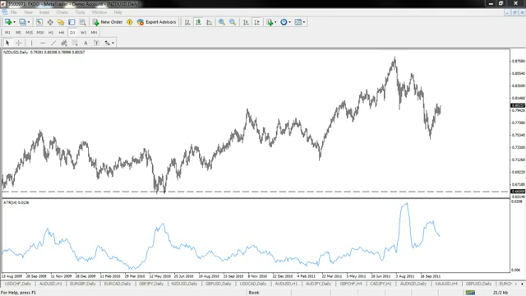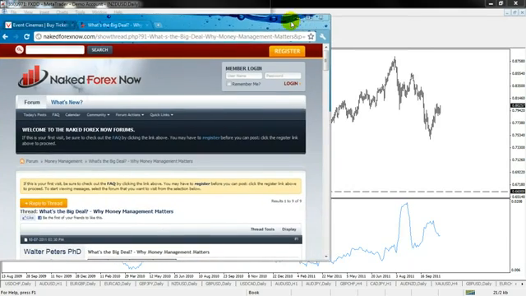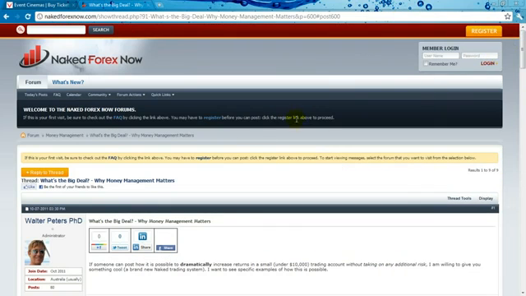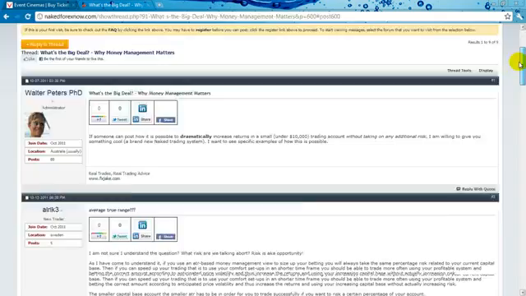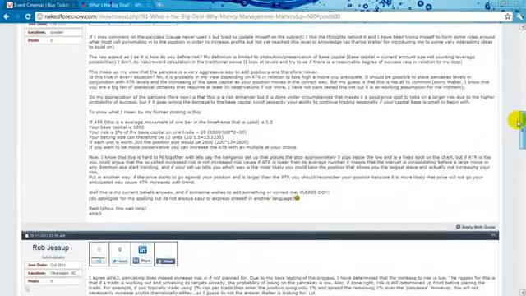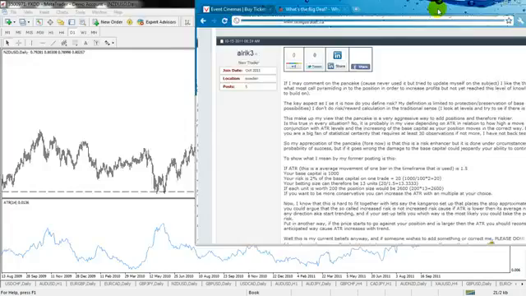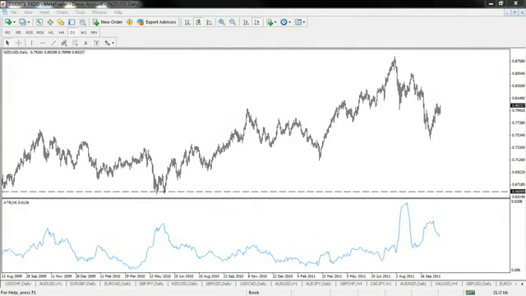So this is, of course, the post in the, let's see here, it's right over here, actually. In the money management forum, what's the big deal? Why money management matters? And here's his post right here. So it's post number 4. So let's take a look at some of the ideas that Ulrich3's brought up because I think they're really important.